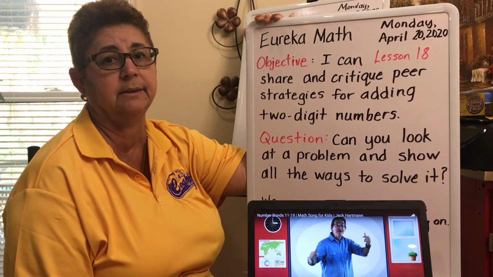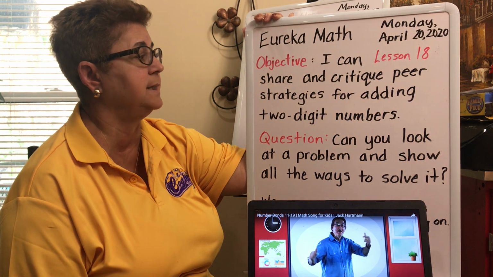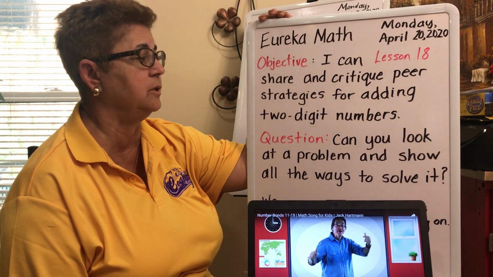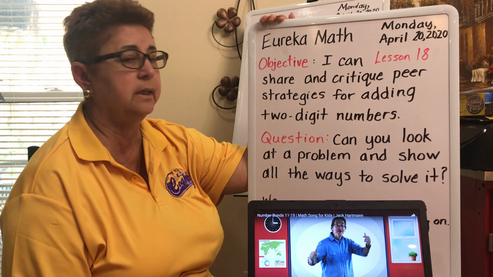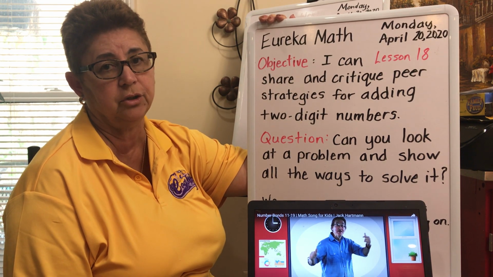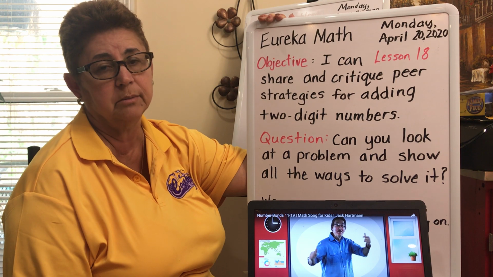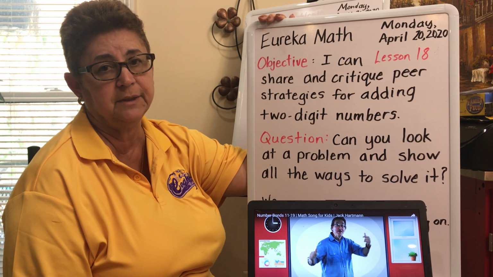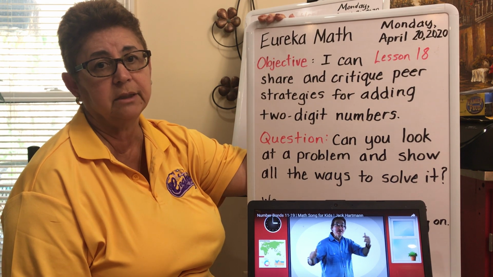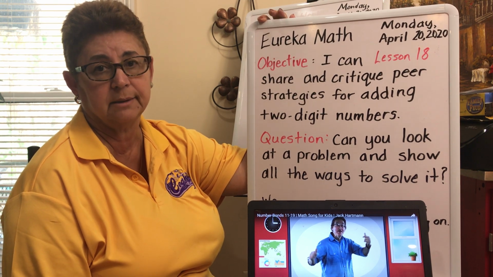It's lesson 18. The objective today is that I can share and critique peer strategies for adding two-digit numbers. It means that you can look at different ways that the children in your class have chosen to solve the problem, and then you can look to see if it's done correctly, and you can look to see if you like one the best.